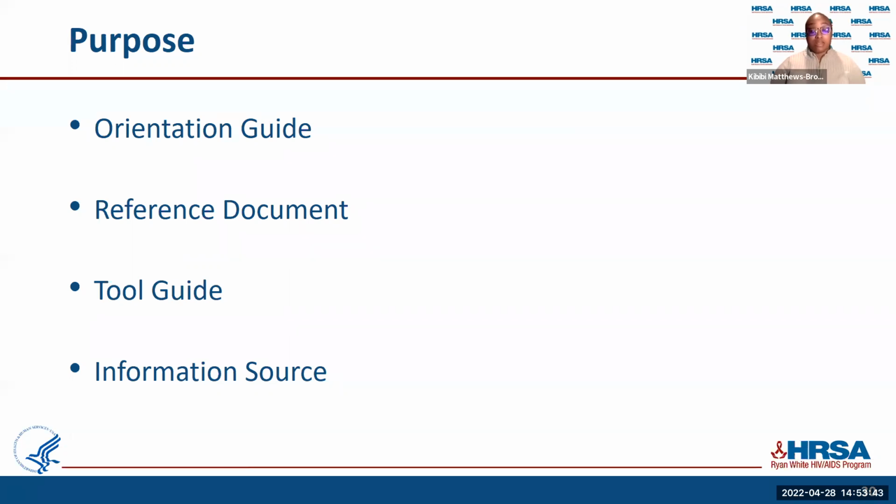It's a tool to guide RWHAP Part B recipient staff in managing both the fiscal and the programmatic components of your program, and specifically as it relates to the sections that are covered in the manual. And even more importantly, it's a source of information about where you can go to obtain additional information about the specific issue that's covered in the section, as well as technical assistance where appropriate.